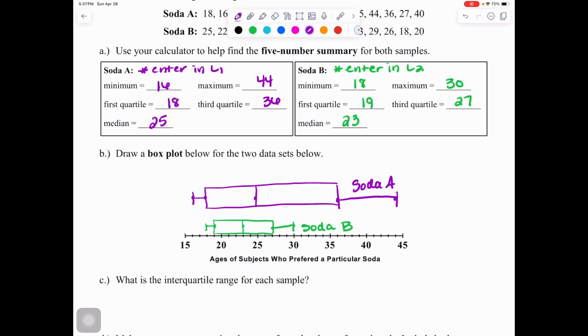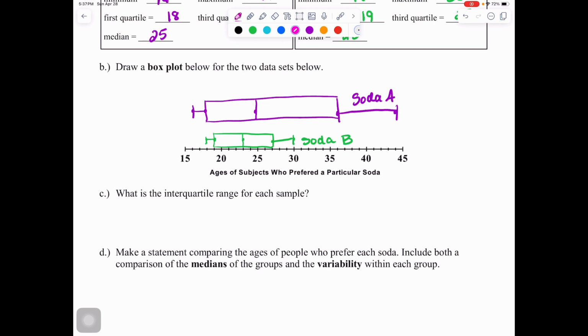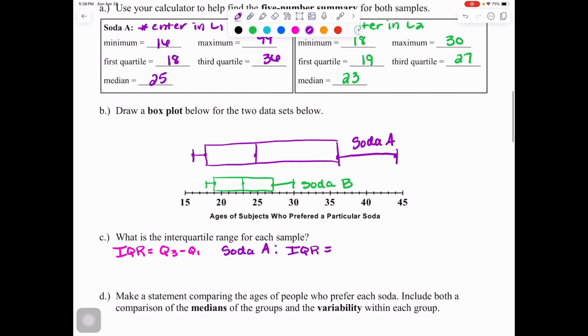You need your 5-point summary in order to do that, and then make sure you create it like I just explained. So now I want to look at this information and what it means for us. So first thing I want to know is what's the interquartile range. So remember from previous lesson, our IQR is calculated by doing Q3 minus Q1. So we're going to do that for each soda. Let's do soda A. Our IQR is equal to Q3, which was 36, minus Q1, which was 18, so that's 18.